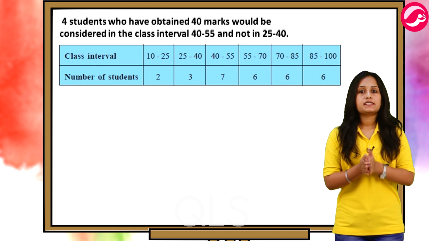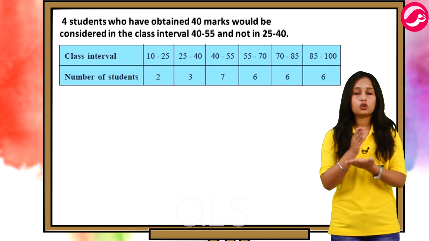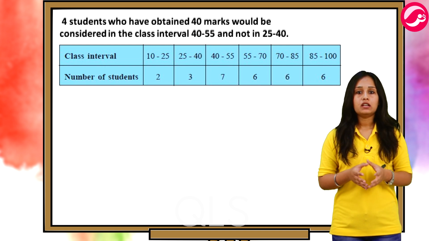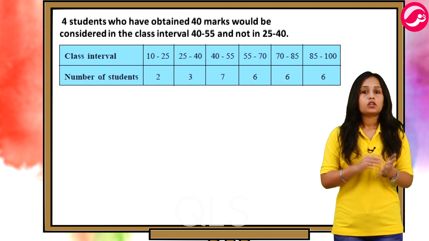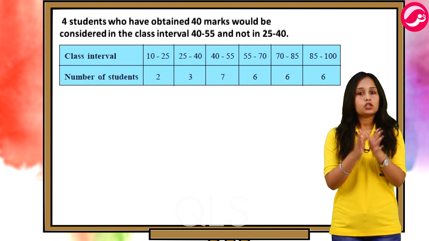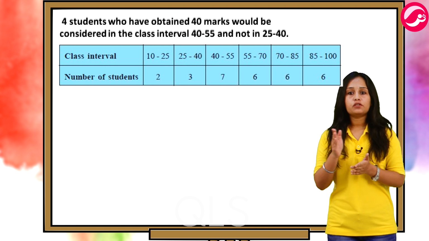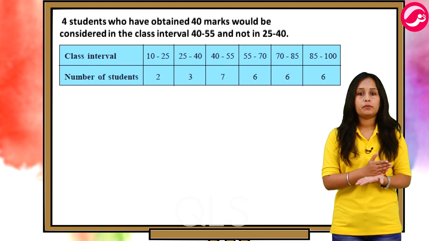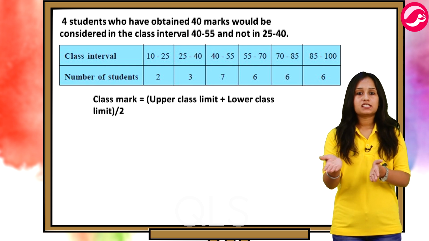Now, for each class interval, we require a point which would serve as the representative of the whole class. It is assumed that the frequency of each class interval is centered around its midpoint. So, the midpoint, also known as the class mark of each class, can be chosen to represent the observations falling in the class. Recall that we find the midpoint of a class, or its class mark, by finding the average of its upper and lower limits. That is, class mark is equal to (upper class limit plus lower class limit) divided by 2.